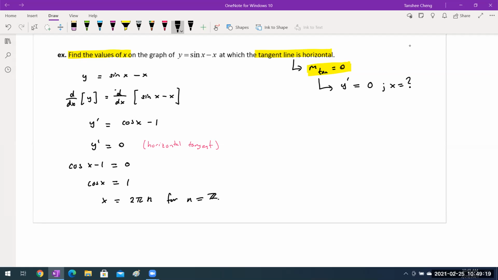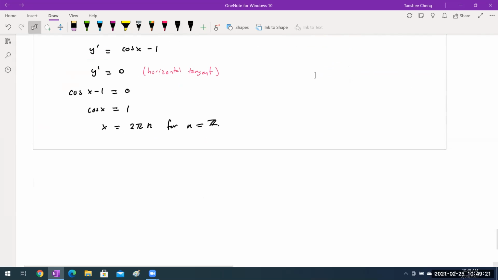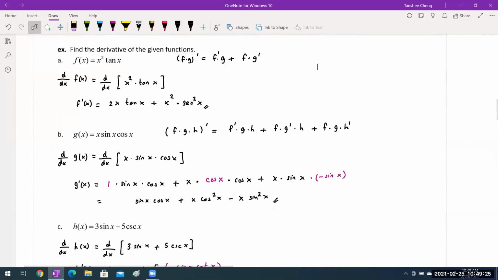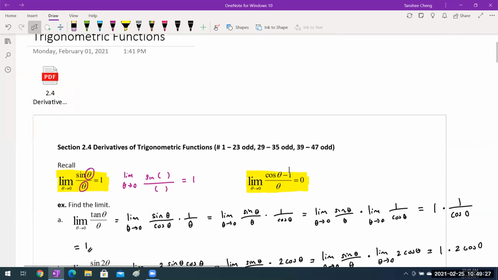And this is the last example of the session on trigonometric functions. And the homework is right here, so try it out.